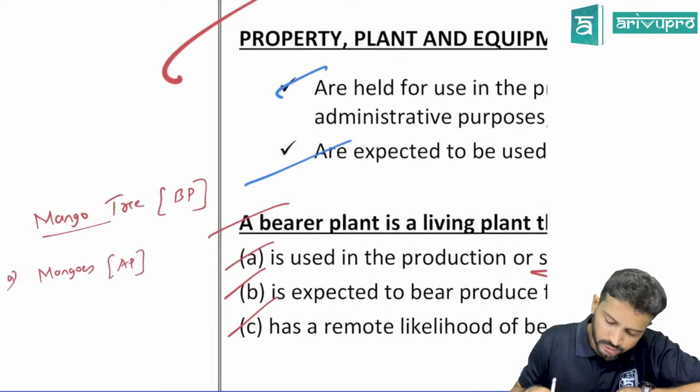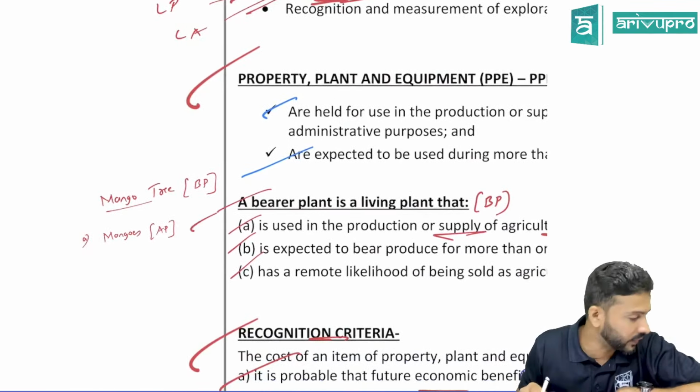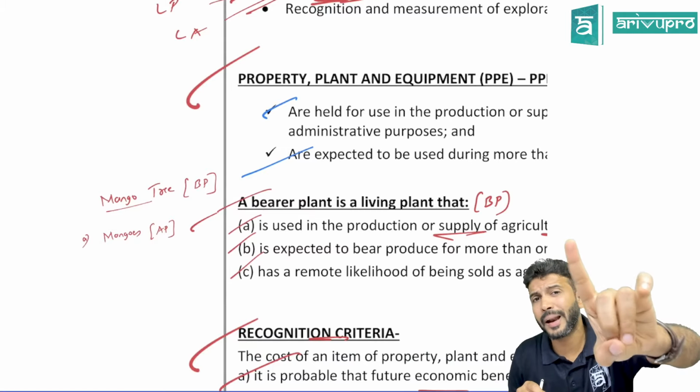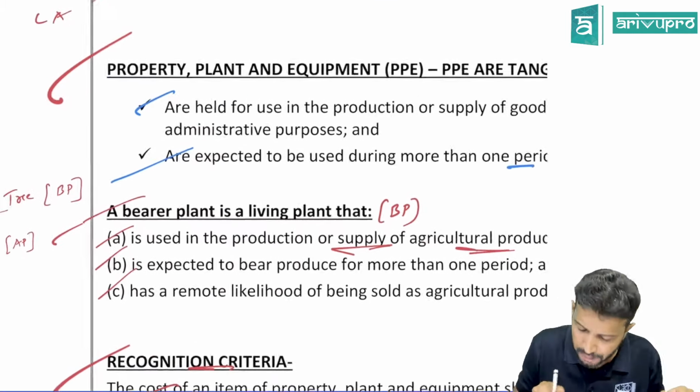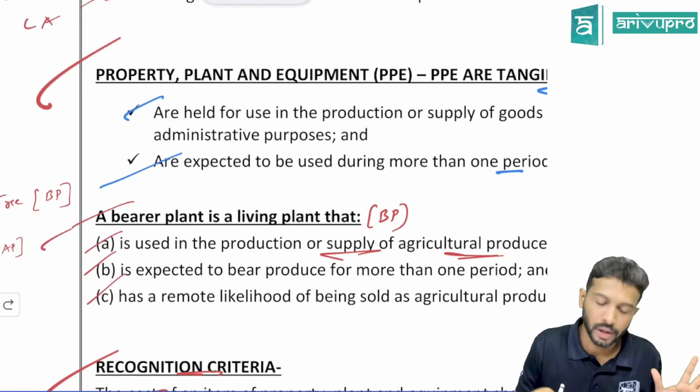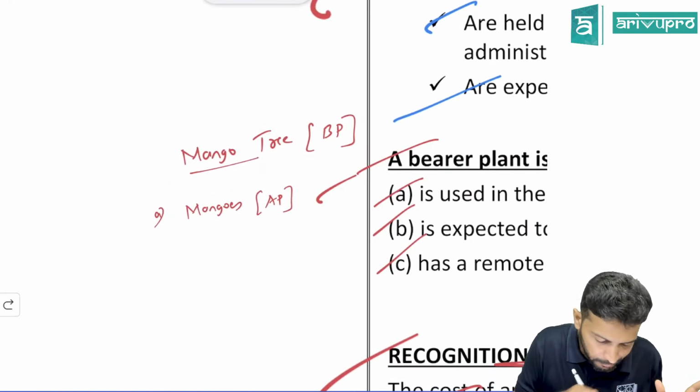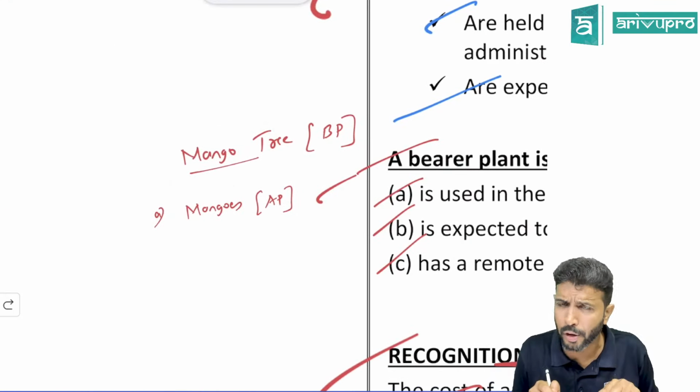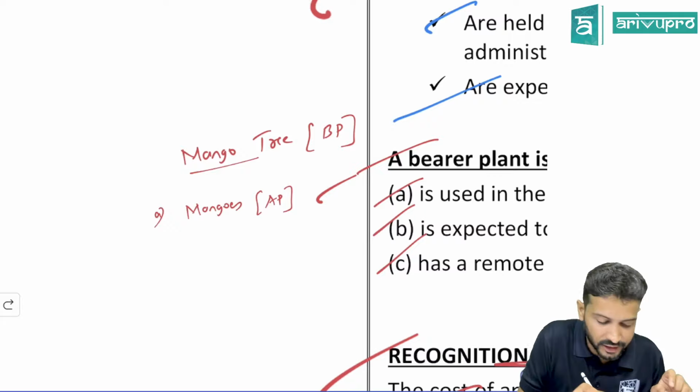Okay. So is the first criteria getting satisfied then? The first criteria was that using that plant, you should be able to get some agricultural produce. So from this mango tree, are you getting mangoes? Yes. Is mango an agri produce? Yes. So the first criteria is getting satisfied.